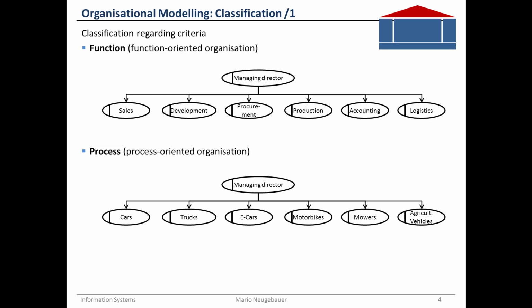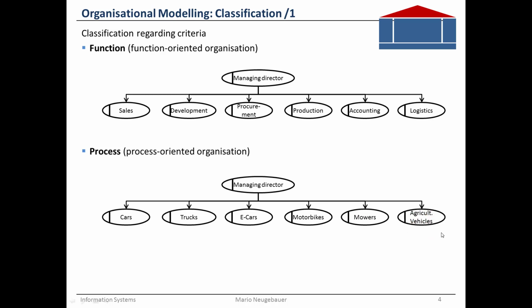So selling trucks might be different because you sell to enterprise customers, and talking to enterprise customers, going to fairs, and maybe also the financial issues with enterprise customers are different from the processes when you sell cars to maybe mostly private customers. And then there might be other products as well, for example, e-cars here, motorbikes, mowers, maybe even, or agricultural vehicles.